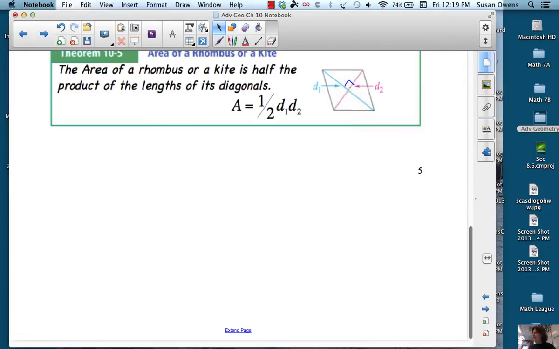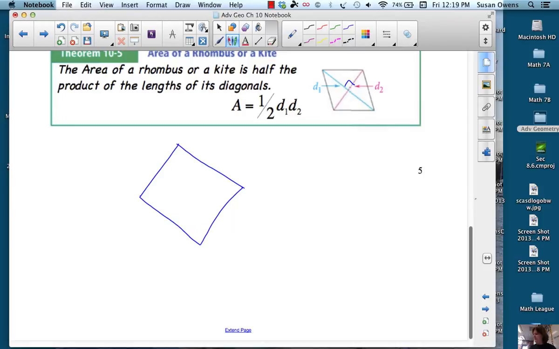So again, I'm going to derive this formula. I'll do it for a rhombus, but it works for either one. Okay, so let me draw a rhombus. I might draw it this way. So we're going to be given 2 diagonals. So maybe I'll call this x, and I'll call this d1 minus x, and I'll call this y, and I'll call this d2 minus y.